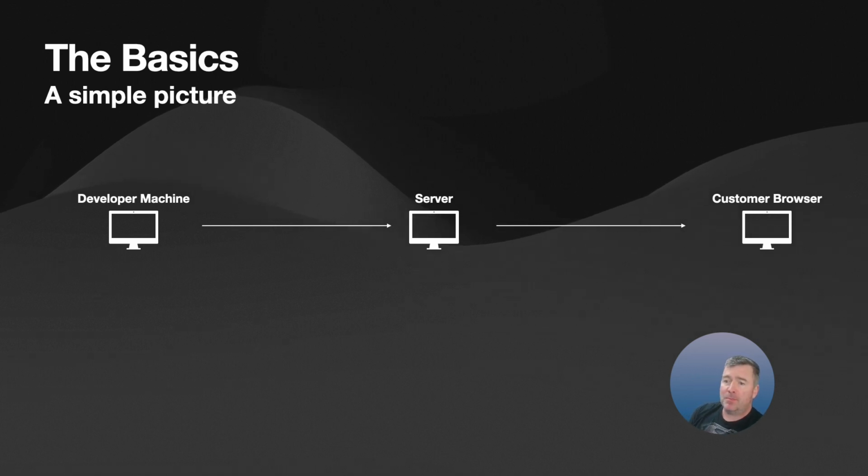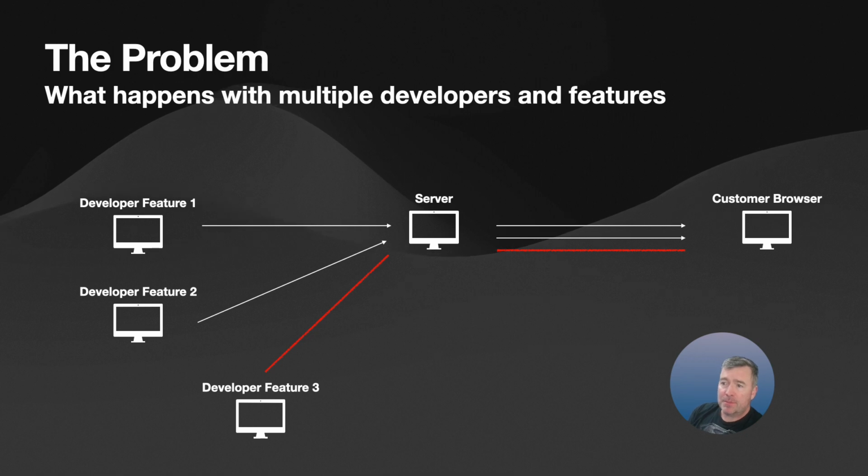Where does this start to fall apart? Well, typically, when you've got multiple people or multiple teams working on multiple features, we see feature 1 and 2 are ready to go. We want to have the customer see it. Feature 3 is not quite ready, but he's still pushing his code to the server. Well, now the customer's going to see an incomplete feature or one she's not supposed to see. So, what do?